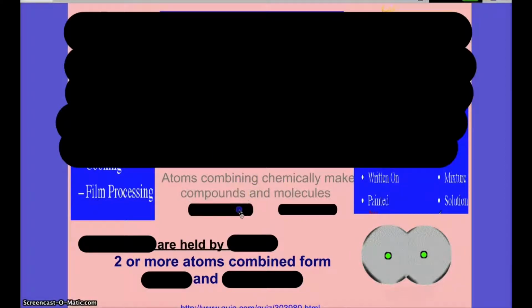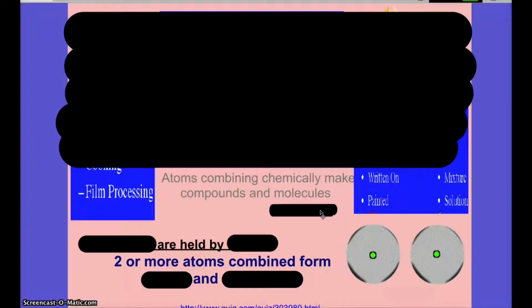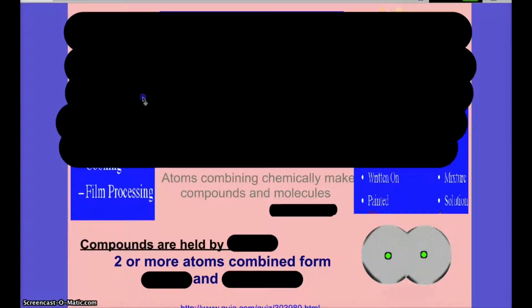So atoms combine and they form what? We know this from Unit 1, which is on your test on Monday. Molecules. Good. Atoms combine to form molecules, and they also form what's called compounds. Compounds, when they form, they're held together by what? What holds compounds together?